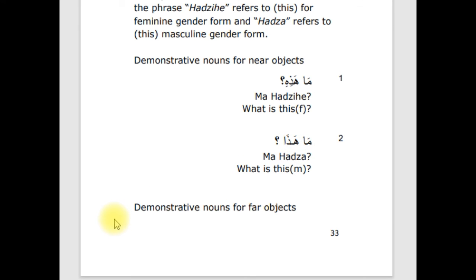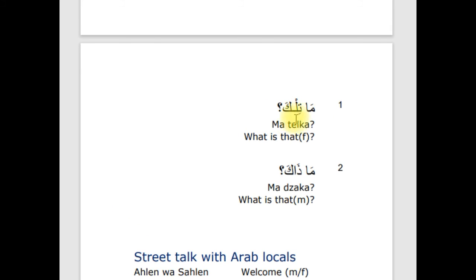Demonstrative nouns for far objects. ما تلك? What is that? تلك is used for feminine gender forms but shows something far. ما ذاك? What is that? Used for masculine gender forms but means an object that is far.